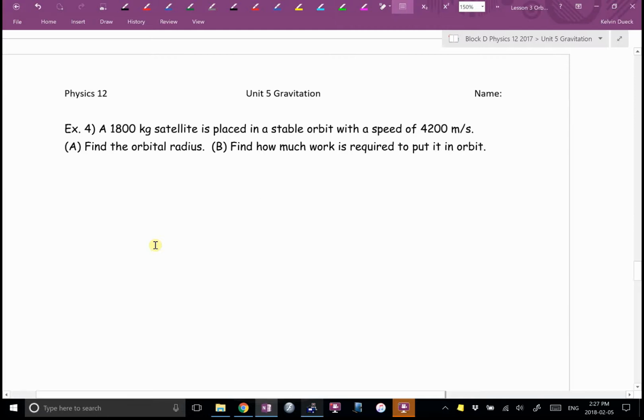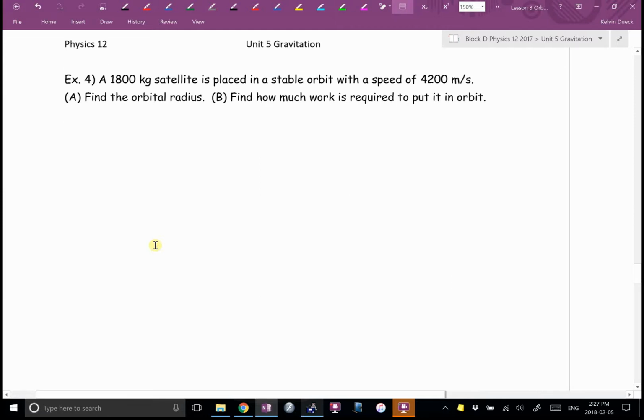Boy, I like example 4. Example 4 is a nice question. We're going to get there, I hope. I may have to save that for next class, but we'll see.